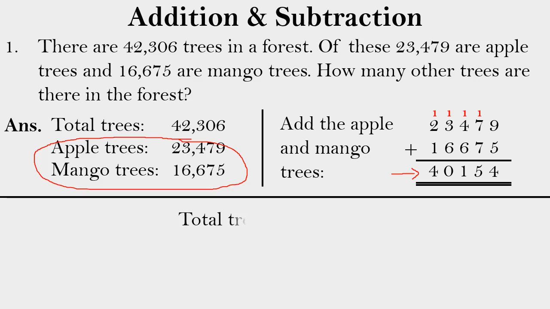Okay. So let's see now. Total trees, how much they said it is? 42,306. And I told you while subtracting, the bigger number will always come right on top. And now we are going to subtract the total of the apple and mango trees.